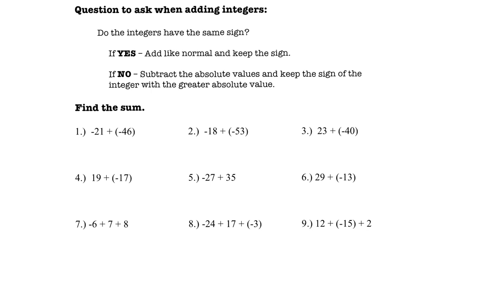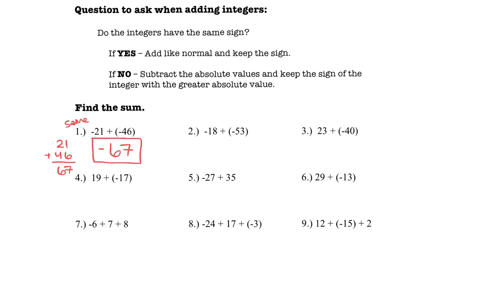Number 1. Same signs or different signs? Well, I see that they're both negative, so I know that they are the same sign. And if it helps you, you could even make a little note of that to help you as you're getting started. So since they are the same sign, again, I'm looking up at my questions, I add like normal and keep the sign. So I'm gonna do 21 plus 46. Again, we're not using our calculator, so it might be helpful to line those up on some of these. And since they're both negative, my answer stays negative.